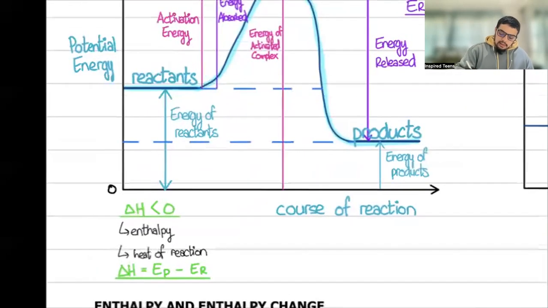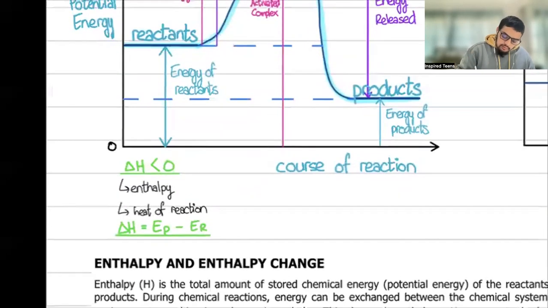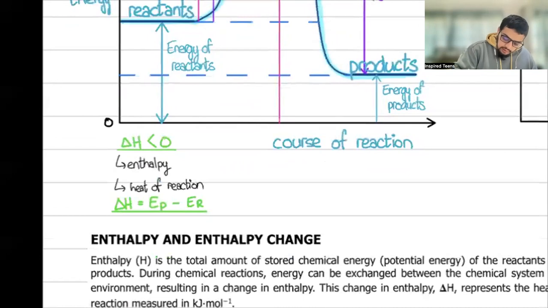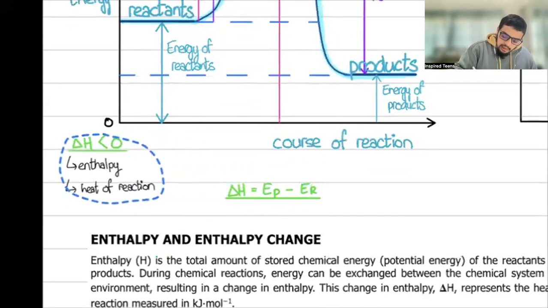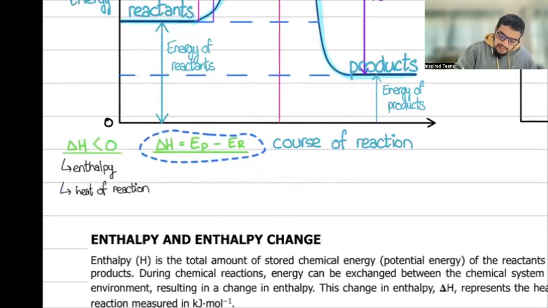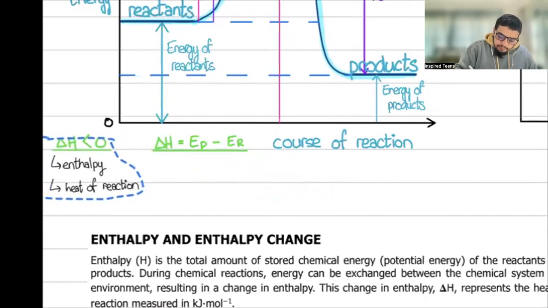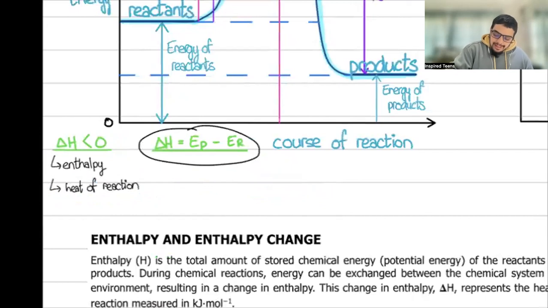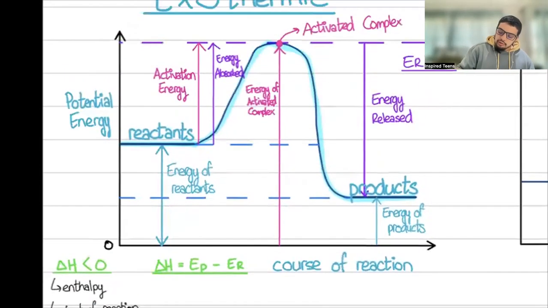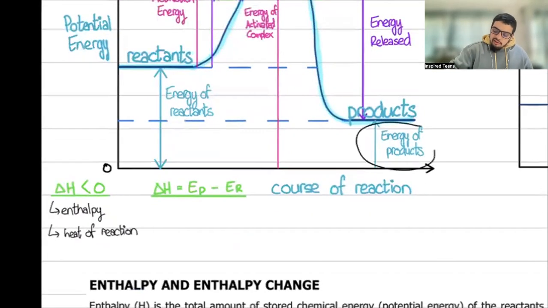So in this case, how do we calculate delta H? The way we calculate delta H is by saying energy of the products minus the energy of the reactants. By the way, I'm not saying energy released and energy absorbed. That's not what we're working with. We're working with energy of the products minus energy of the reactants.